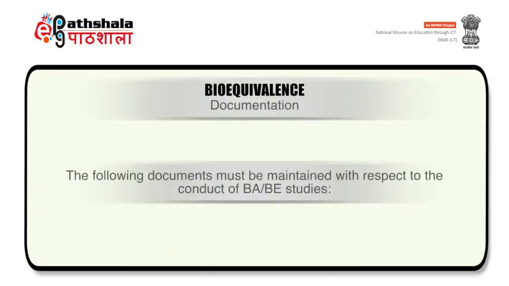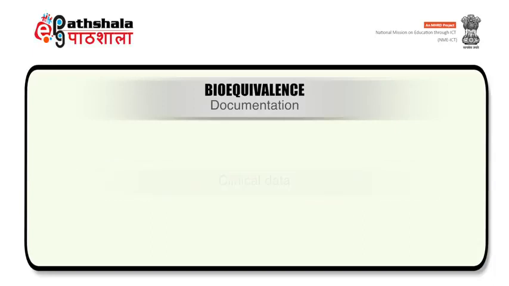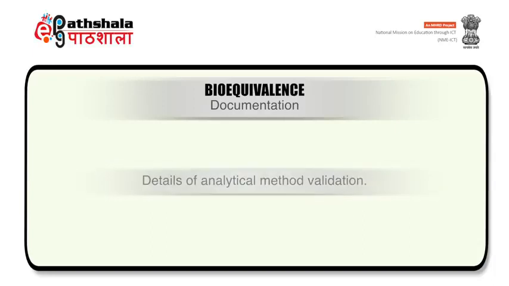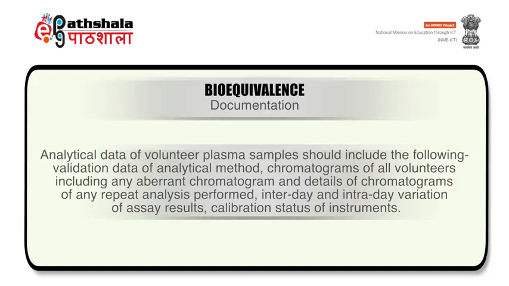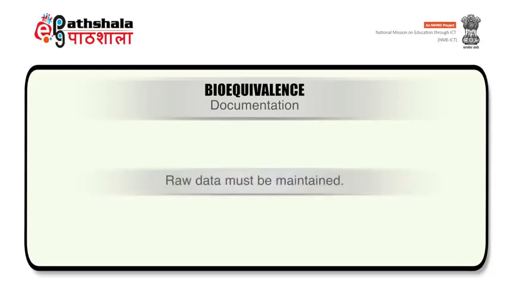The following documents must be maintained with respect to the conduct of bioavailability bioequivalence studies. These include clinical data, details of the analytical method validation, and analytical data of the volunteer plasma samples, which should include the following: validation data of the analytical method, chromatograms of all volunteers including any aberrant chromatogram, and the details of the chromatograms of any repeat analysis performed, interday and intraday variation of the assay results, and calibration status of the instruments. Raw data must also be maintained.